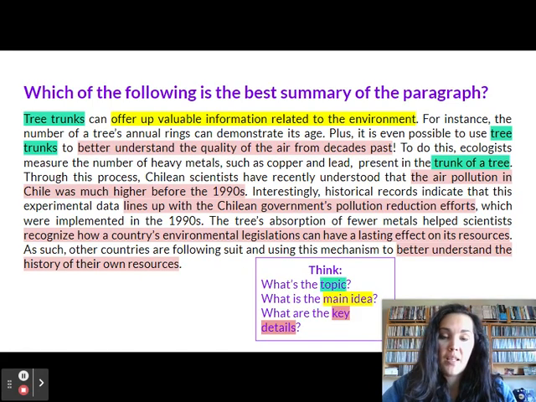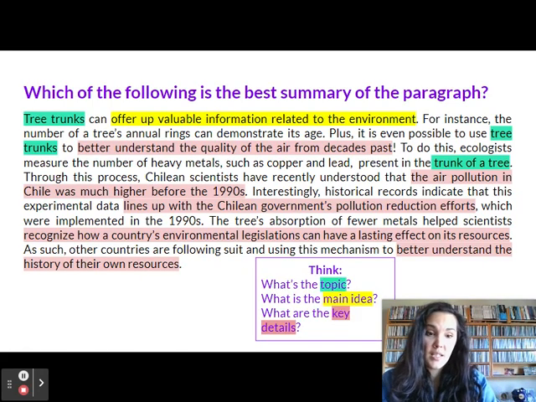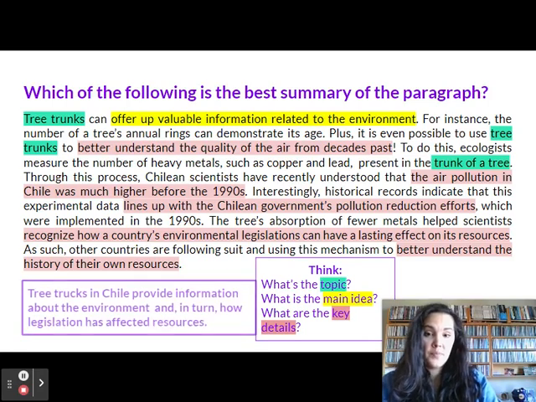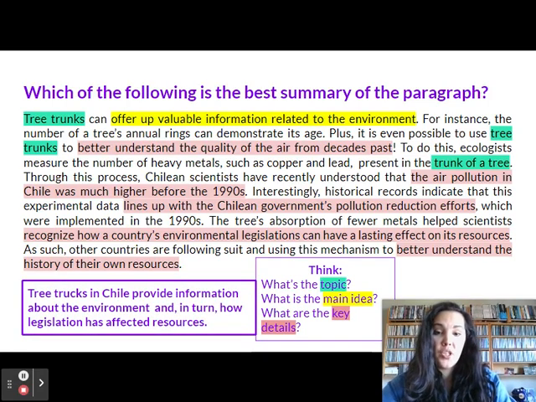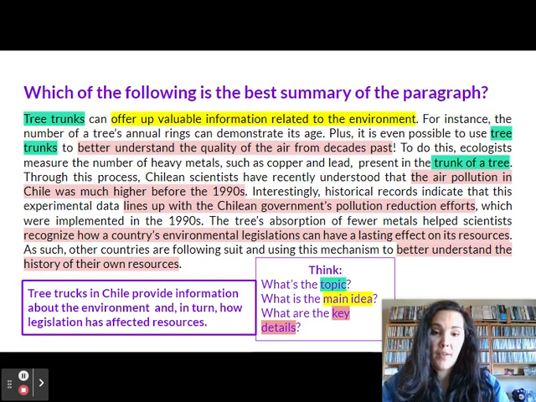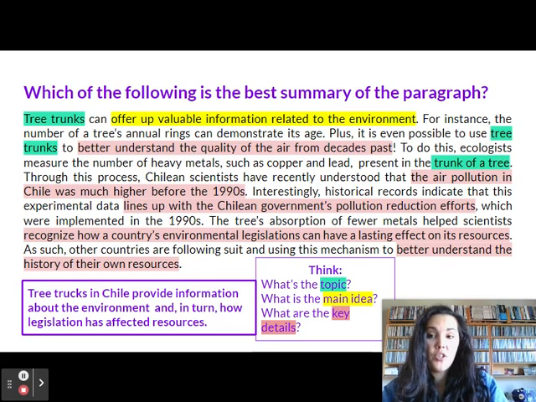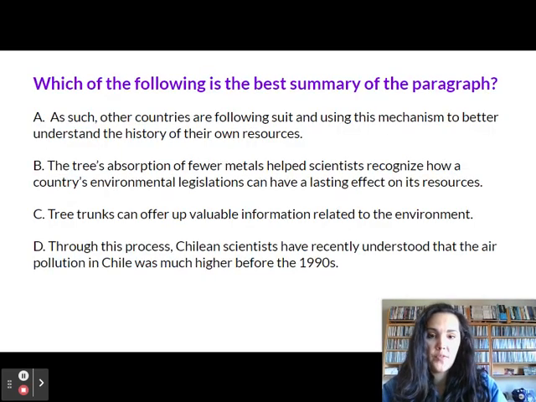A summary statement that I can create based on this topic, the main idea, and the key details that I pulled is: tree trunks in Chile provide information about the environment and, in turn, how legislation has affected resources. What I want to do next is reintroduce you to the multiple choice aligned with that summary statement that I created. Again, here's the multiple choice for you.